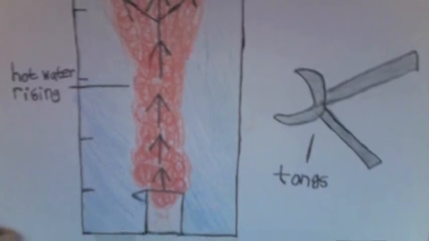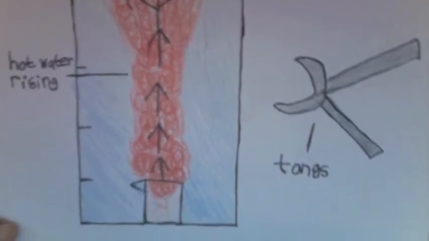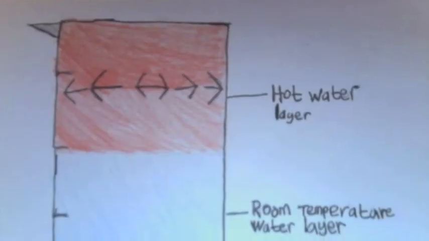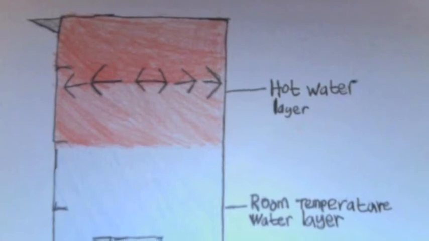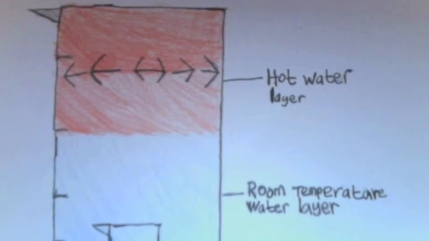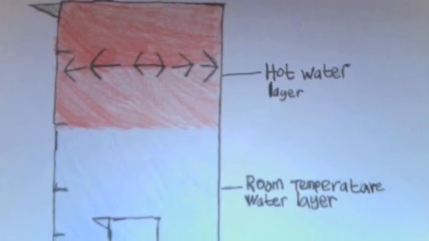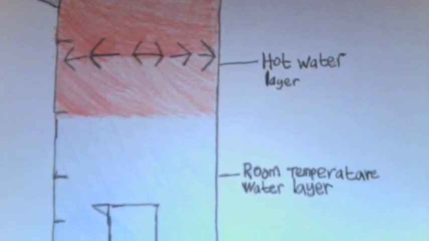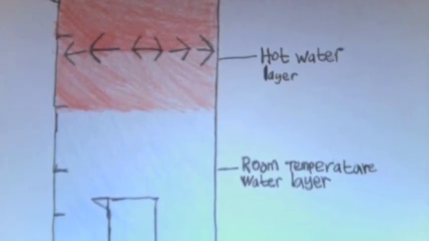I also observed that the way the hot red water rose was like smoke rising. After the hot red water reached the top of the beaker, it started to spread around. The hot red water quickly moved towards the sides of the beaker. Now there were two layers of water. One of the layers was the hot water layer, and the other layer was of the room temperature water.